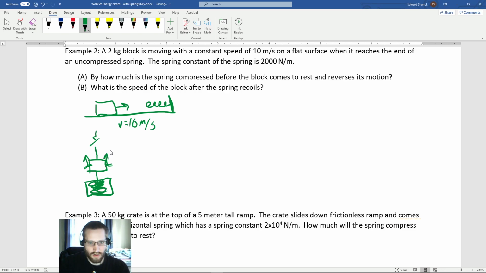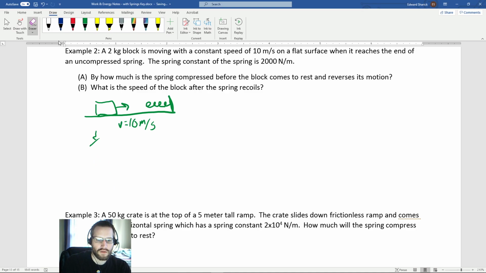So similar idea here. We're going to run this block into a spring and see how much the spring is compressed before the block comes to rest and reverses its motion. So what's going to end up happening here? Beautiful elevator.